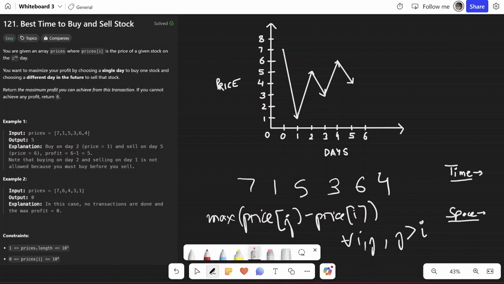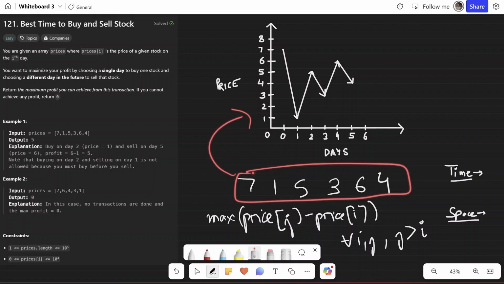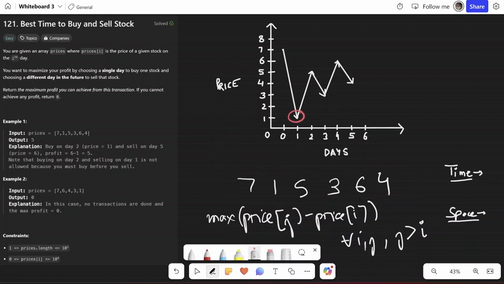Now, if you look at the chart which I just formed from this input array, I can see that the answer we need to get is the difference between this and this. So this will be our answer. And the points of importance in this graph are the peaks and the valleys. So these are the peaks on which I can sell, and the valleys on which I can buy are these.